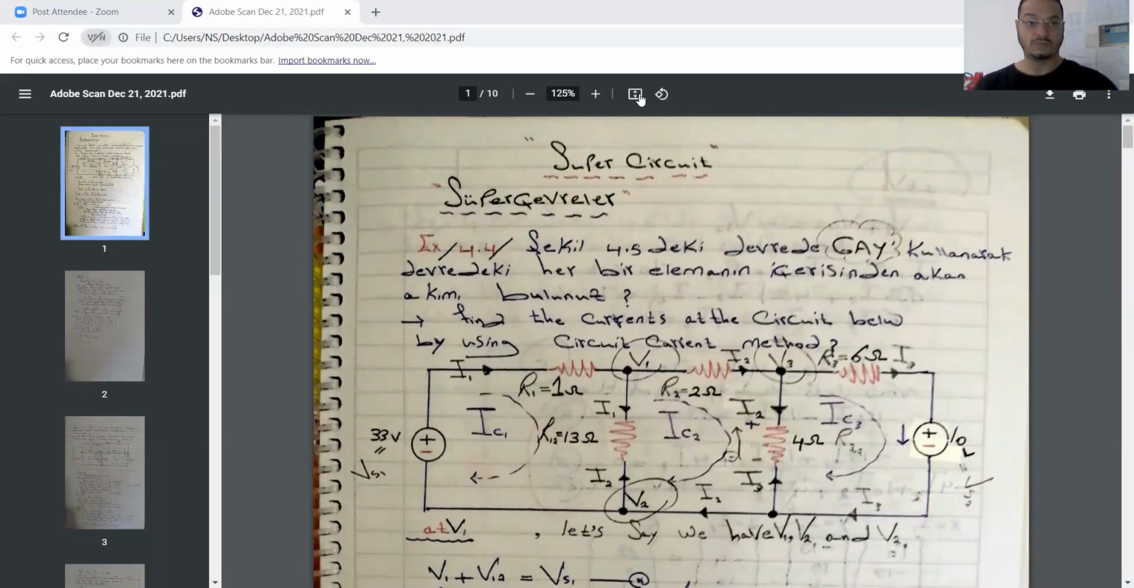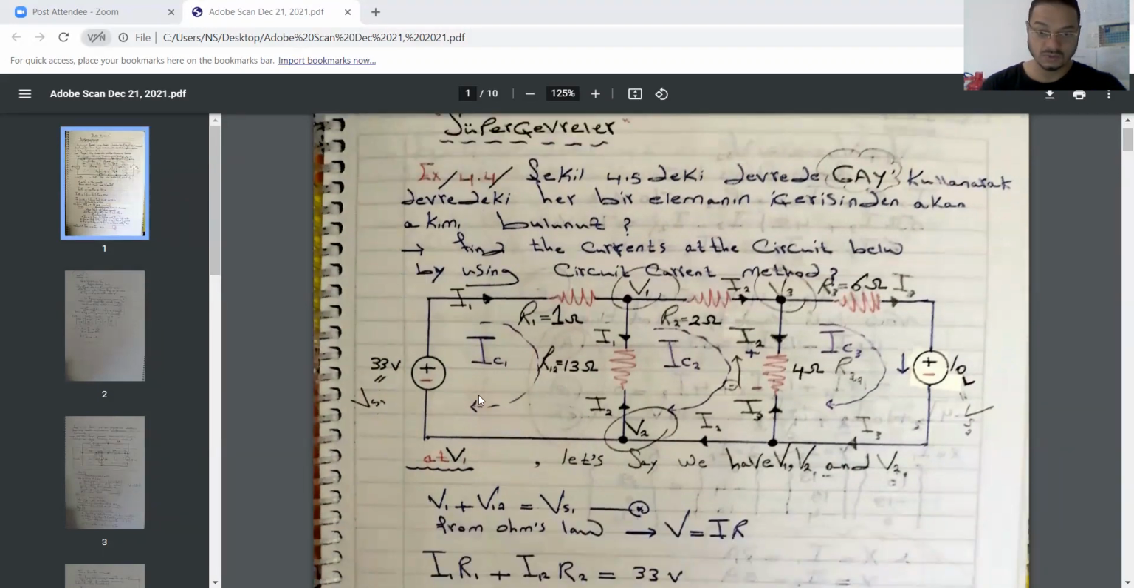Bismillahirrahmanirrahim. Good morning, everyone. In our lecture, we will try to solve some questions related to supermesh circuits. All this lecture belongs to the circuit analysis course. Let's start with this question.